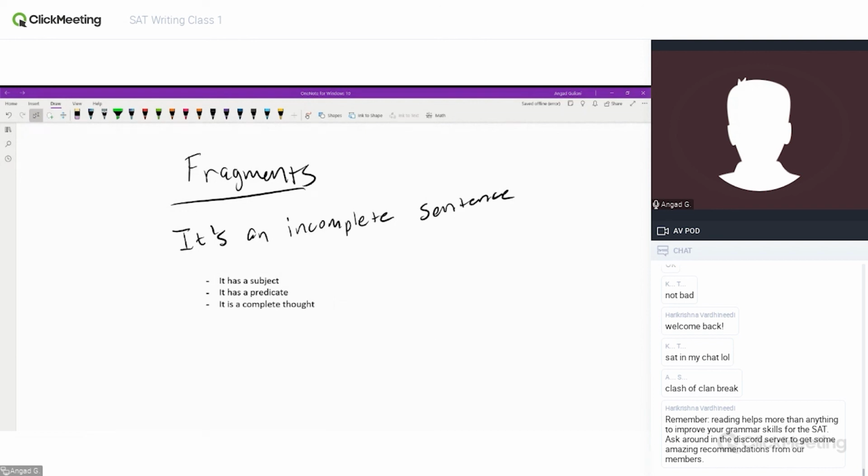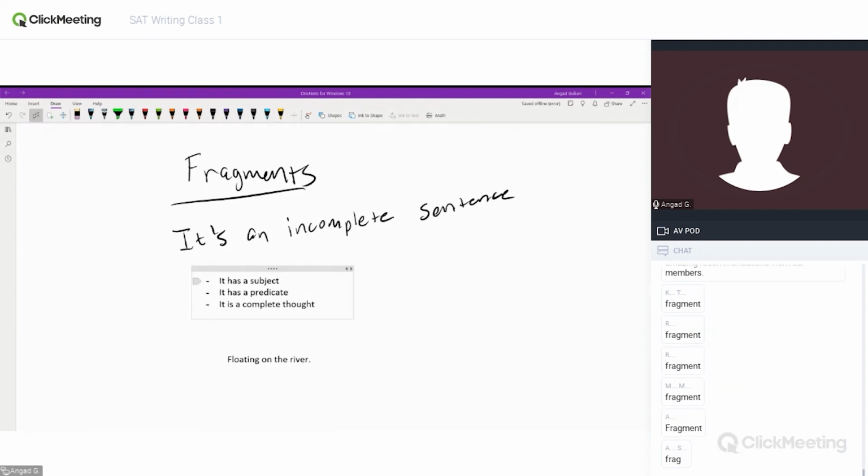So let's say we have this. Is this a fragment or is this a complete sentence? Could you guys answer me in the chat? Yep, you guys are right. It's a fragment. It's just not a complete sentence.